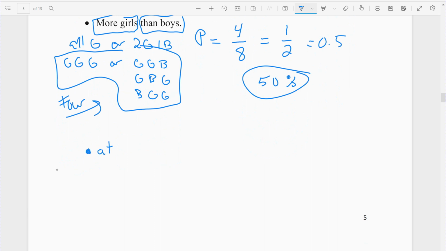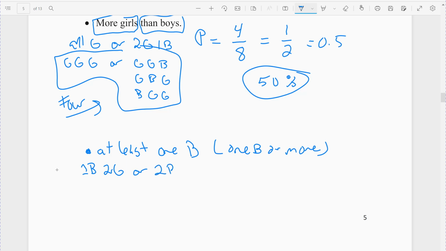What if you want at least 1 boy? At least 1 boy. Well, that means 1 boy or more. And we're going to find a different way to do this in a little bit, sort of foreshadowing. All right, so one boy or more. So it means I get one boy, which means I would have two girls. Or two boys, which means I had one girl. Or all three come out boys, right?